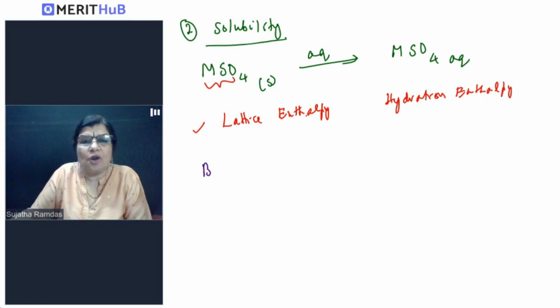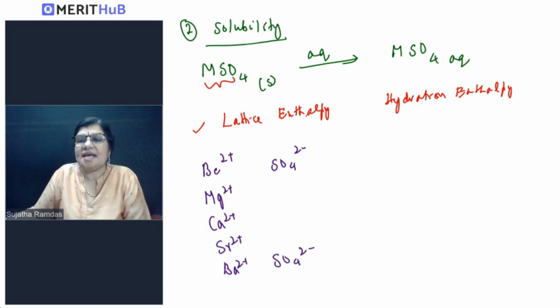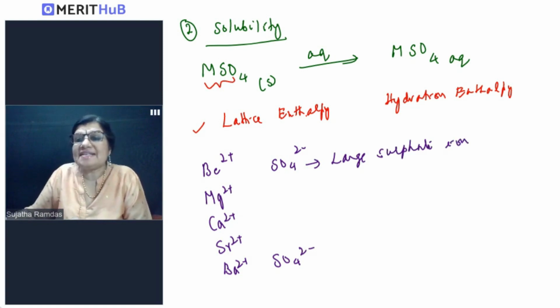We have beryllium ion and this is sulfate ion. And then we have magnesium ion, calcium ion, strontium ion, and barium ion. In all these cases, the anion, the negative ion, is the large sulfate ion, right? Okay, first let's deal with the hydration enthalpy.